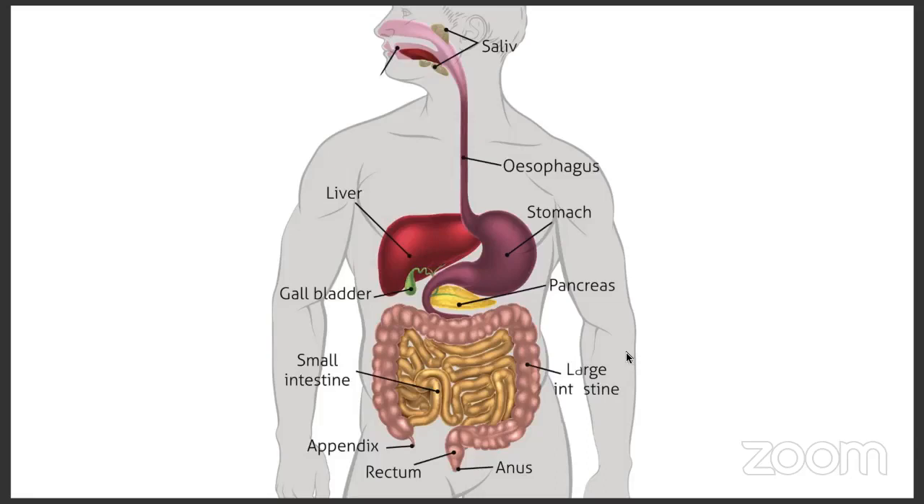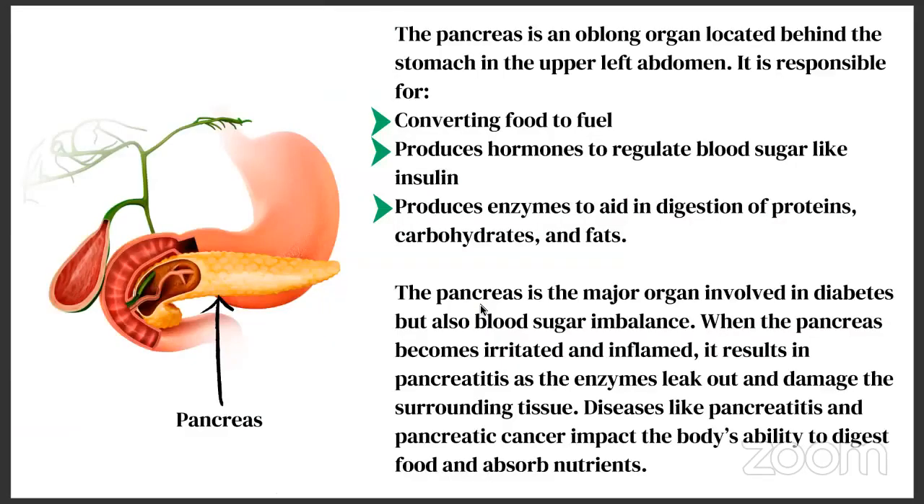All right, so now we're going to move along to the pancreas. So here is the pancreas. It's this oblong organ. It's located behind the stomach in the upper left abdomen area. And it's responsible for converting food to fuel. It produces hormones that regulate blood sugar like insulin, and it produces enzymes to aid in the digestion of proteins, carbohydrates, and fats. So the pancreas is the major organ involved also in diabetes, but also blood sugar imbalance.